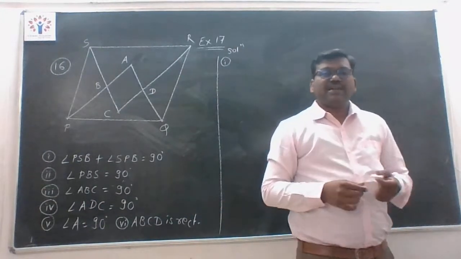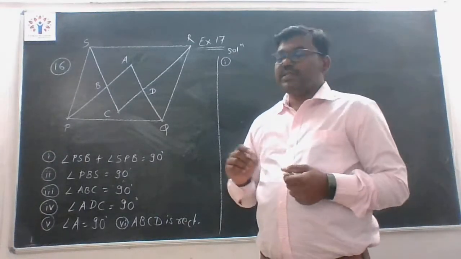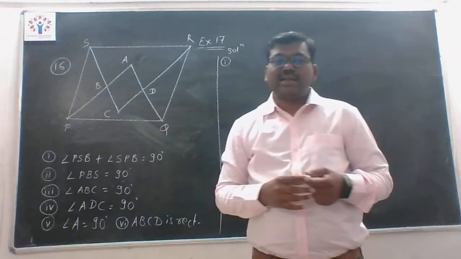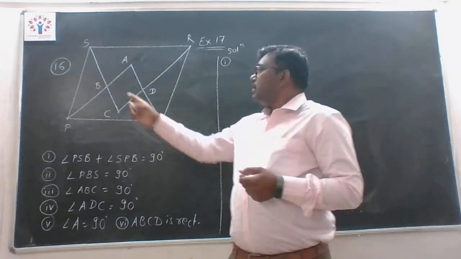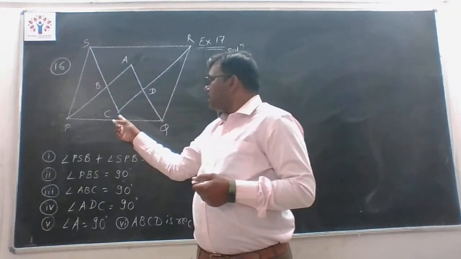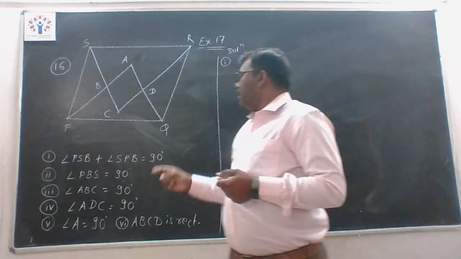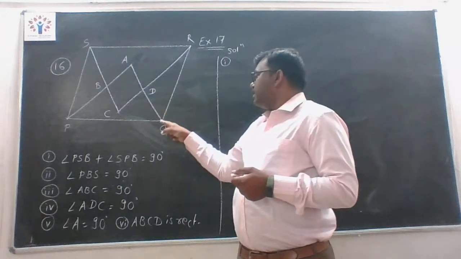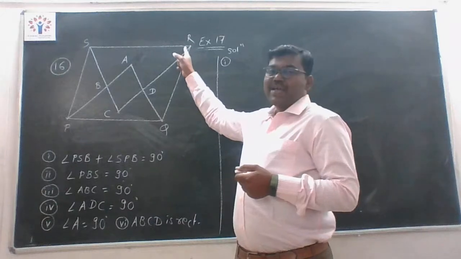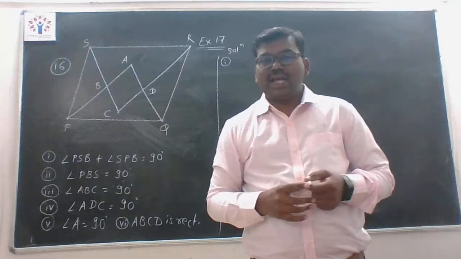Students, today we will start with question number 16. It is given in the question that quadrilateral PQRS is a parallelogram and these are the bisectors of the angles. That means SC is the bisector of angle S, PA is the bisector of angle P, QA is the bisector of angle Q, RC is the bisector of angle R. So all these are the bisectors of the interior angles.